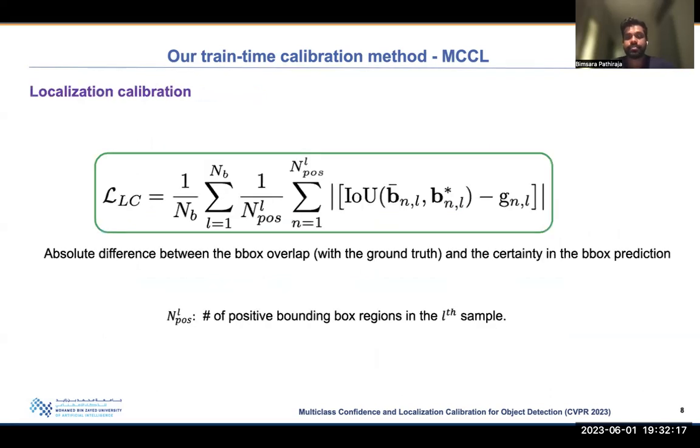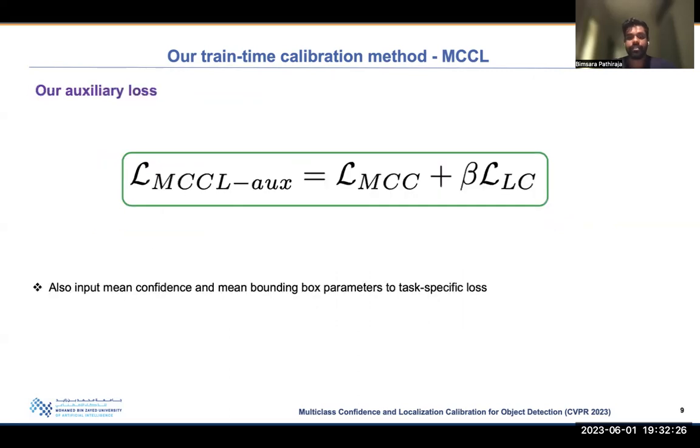In the localization component, we aim to minimize the absolute difference between the bounding box overlap with the ground truth and the certainty in the bounding box prediction. The auxiliary loss component of MCCL is the sum of the confidence calibration component and the localization calibration component. Beta is a hyperparameter that controls the impact of the localization component. In our MCCL, we also input the mean logits-based class-wise confidence and mean bounding box parameters to the task-specific loss of the detector.